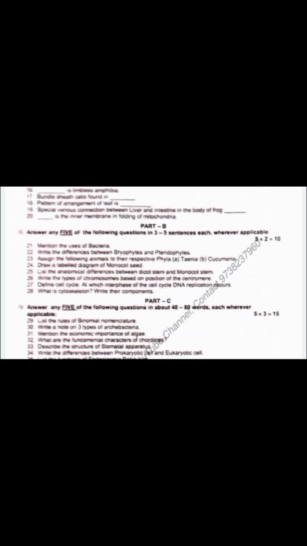Write note on 3 types of archaebacteria. Mention the economic importance of algae. What are fundamental characteristics of chordates? Describe the structure of stomatal apparatus. Write the difference between prokaryotic cell and eukaryotic cell. List out the functions of endoplasmic reticulum. Name the following biomolecule.